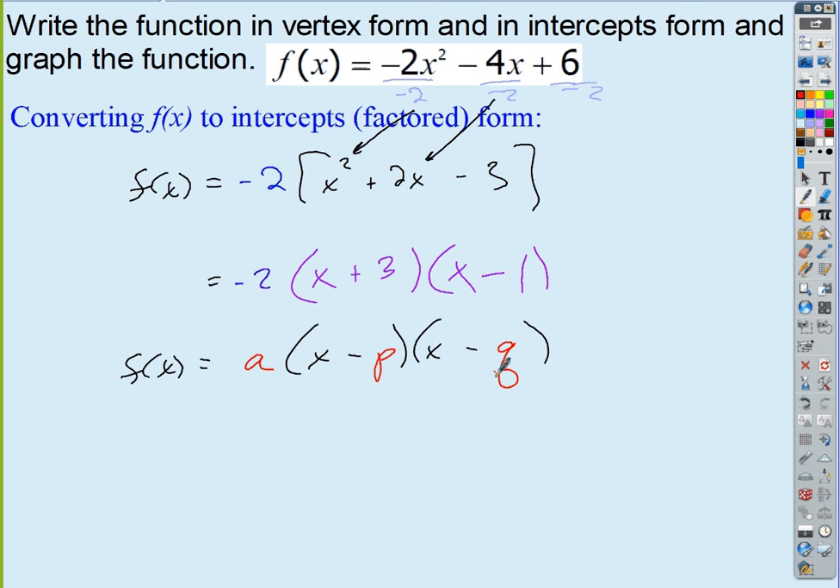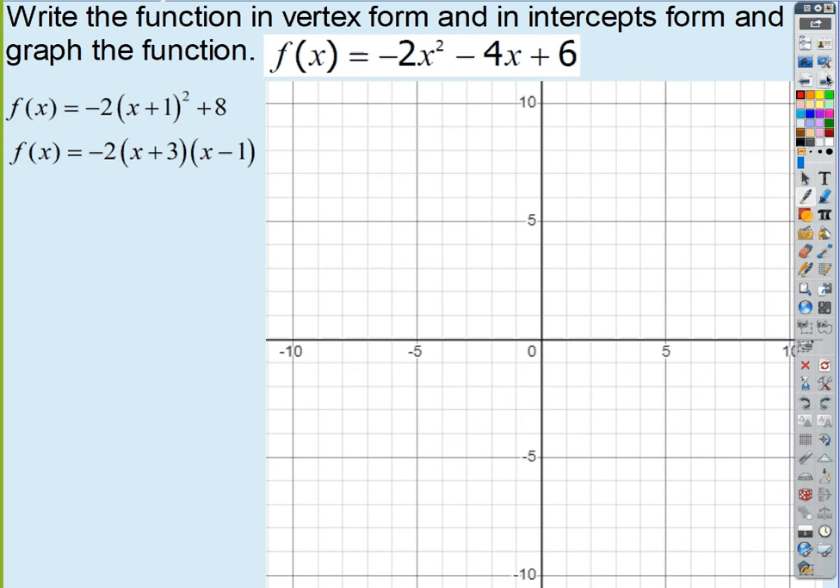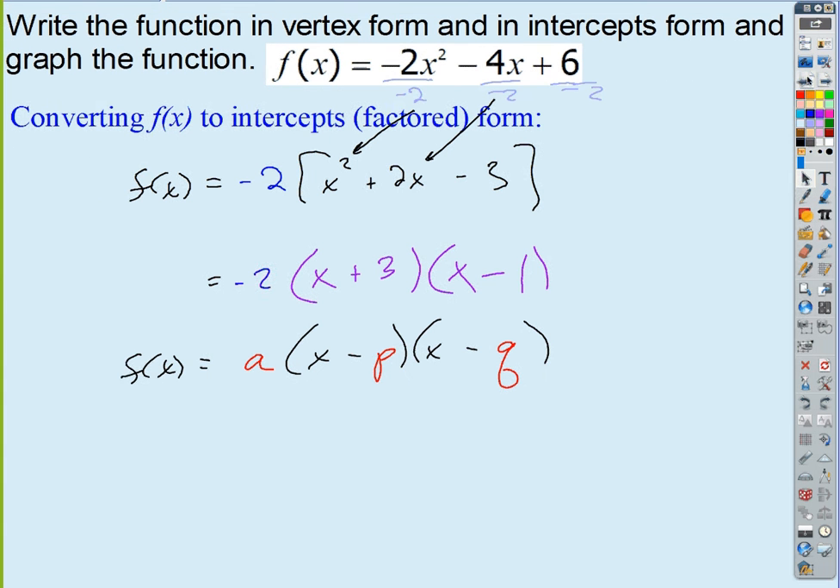Okay? So now what if we want to graph that guy? Let's not use vertex form. We know how to graph from vertex form. Let's graph from intercepts form. Okay, and it's easy. I think it's easier. I'll show you why. So what are the values of P and Q? If we go back over here, what are the values of P and Q?